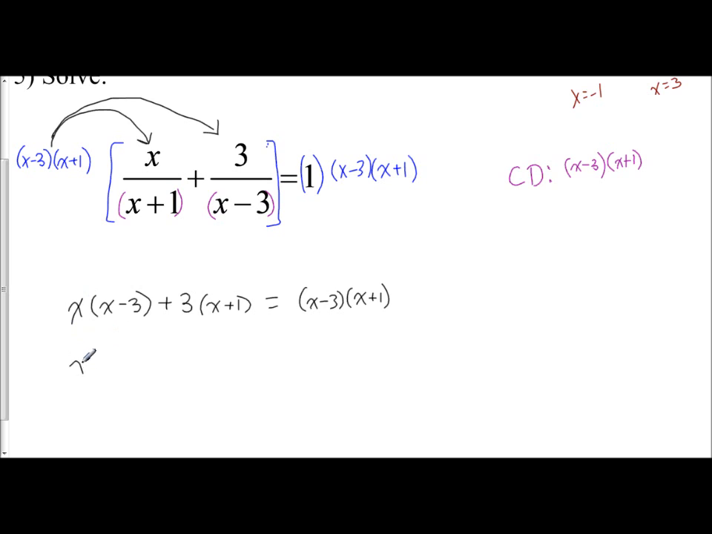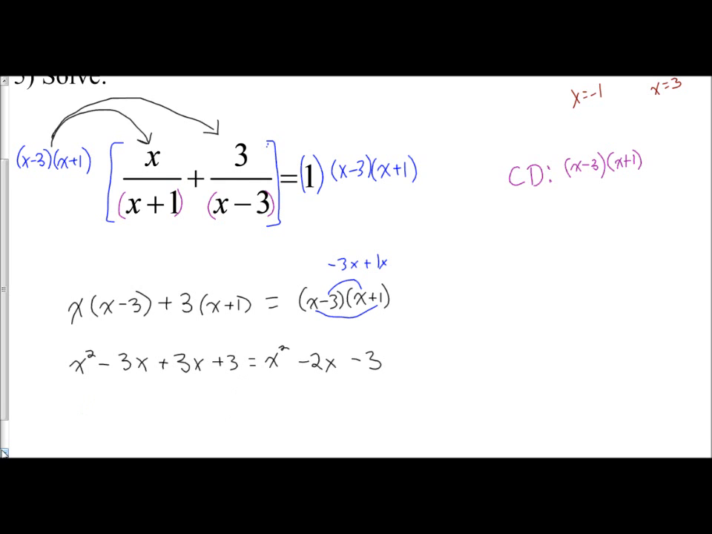So if I distribute, I'm going to get x squared minus 3x plus 3x plus 3. And if I distribute over here, I know I'm going to get an x squared, and I'm going to get a -3 for my constant. The terms I'm going to combine is a -3x and a positive 1x, which is going to give me -2x. And now we just solve.